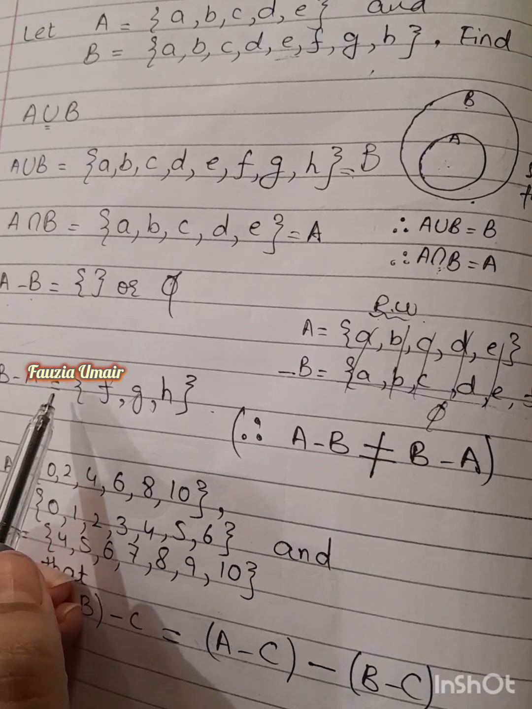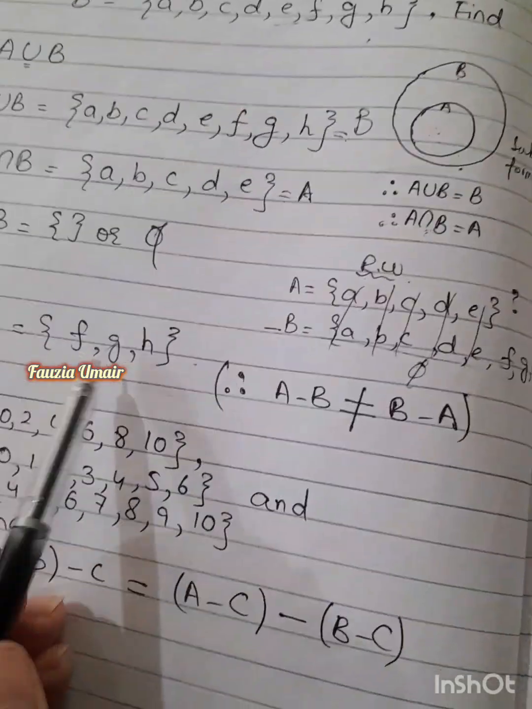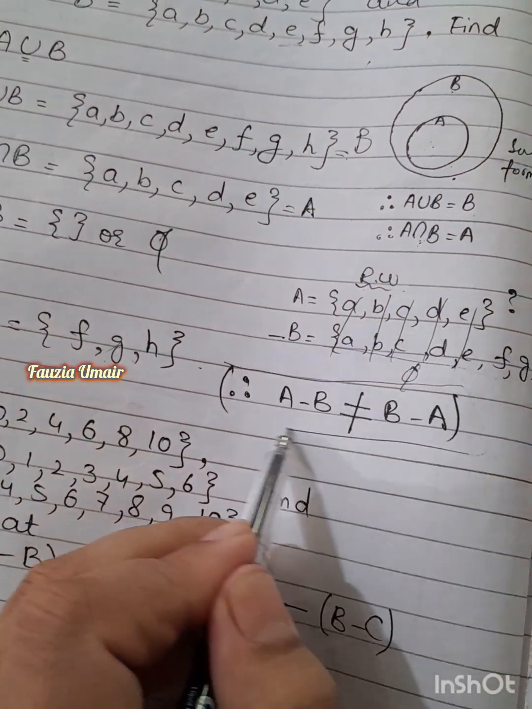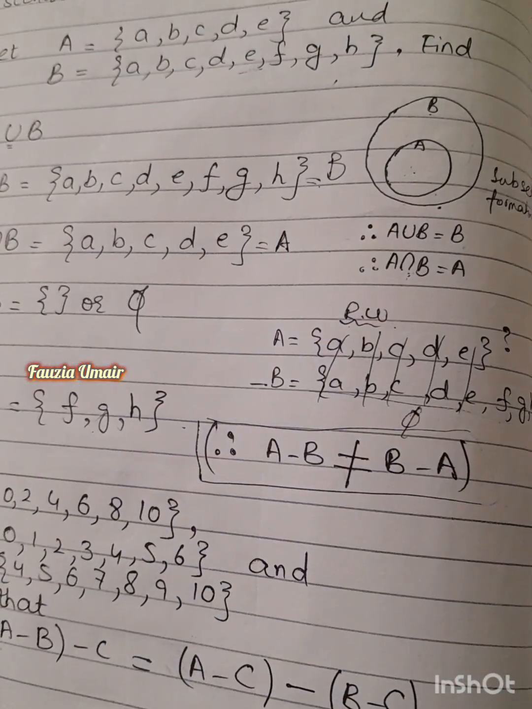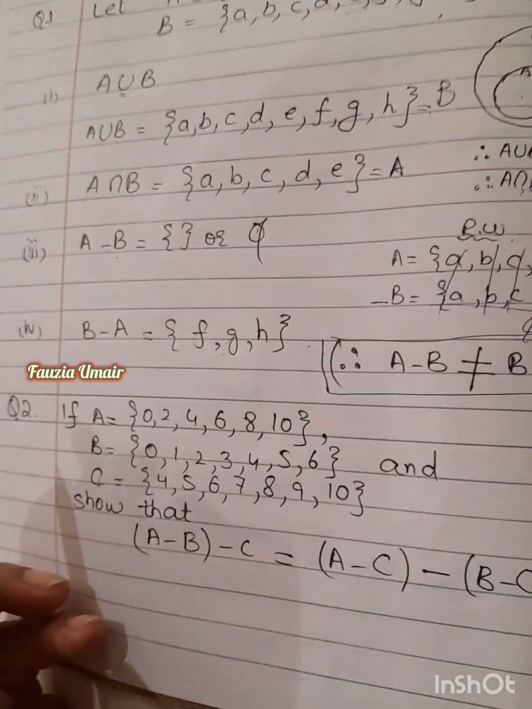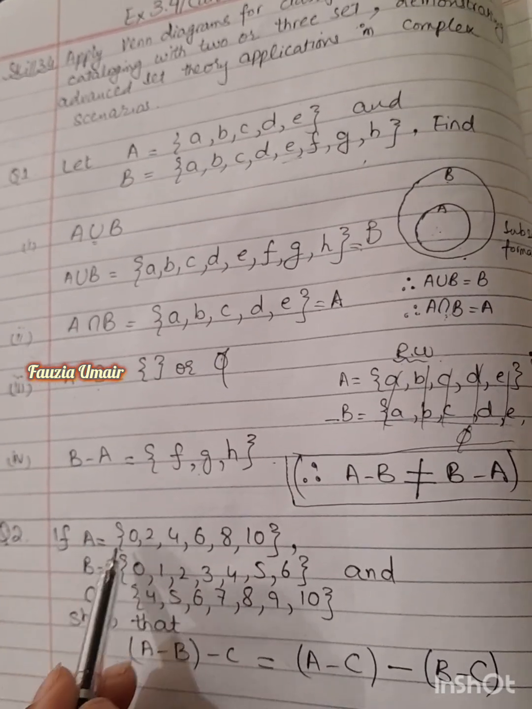be the empty set. But you can see B minus A is a different scenario. When you subtract A from B, the common elements would be gone, but the extra elements would still be there. So F, G, H would be the answer, and you can clearly see that A minus B is not equal to B minus A. Moving on to question number 2.